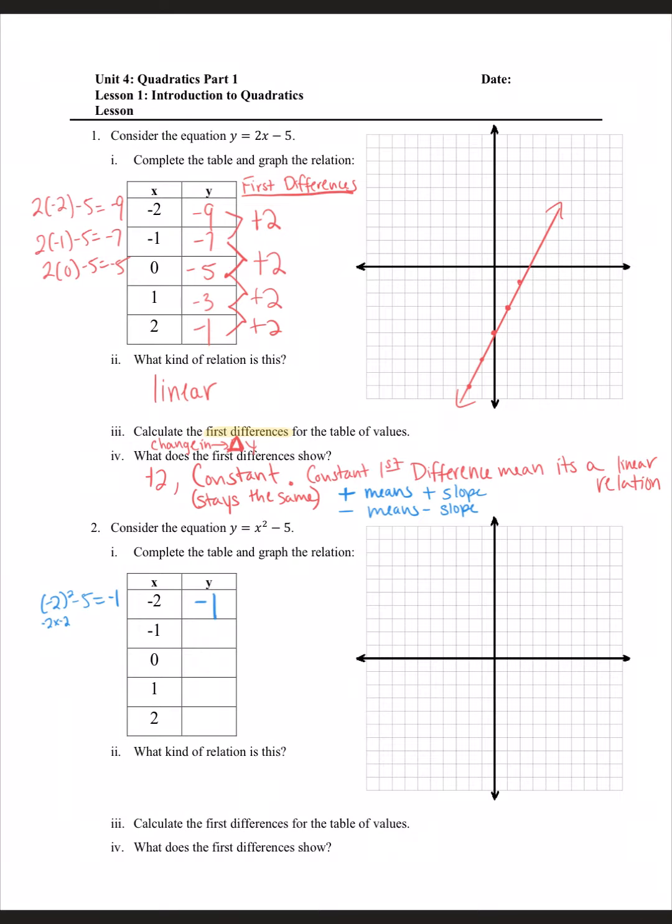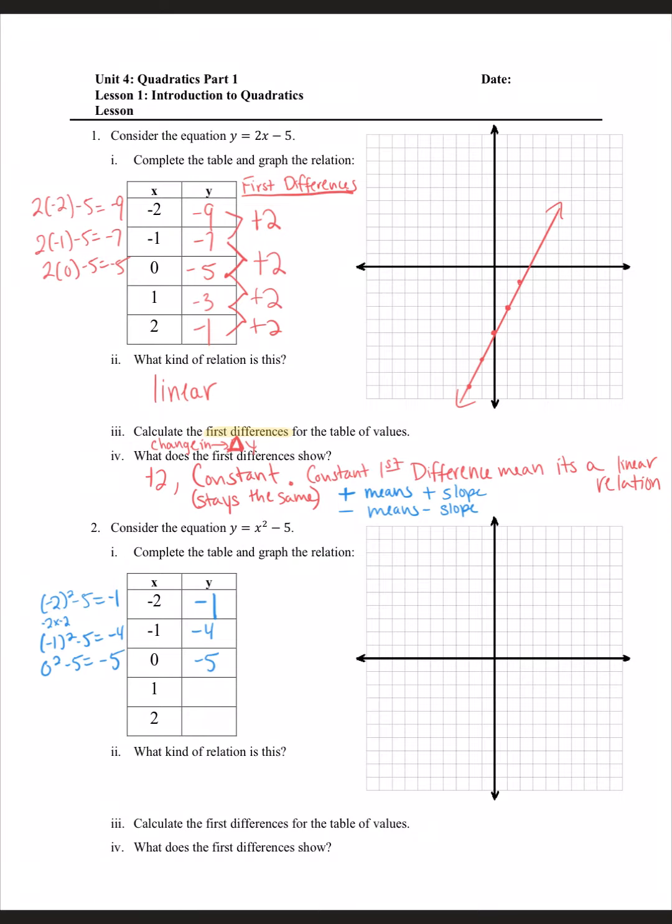And we'll continue that process. So negative 1 squared minus 5. Well, negative 1 squared is 1. 1 minus 5 is a negative 4. So we'll put that here. 0 squared minus 5 is going to be a negative 5.